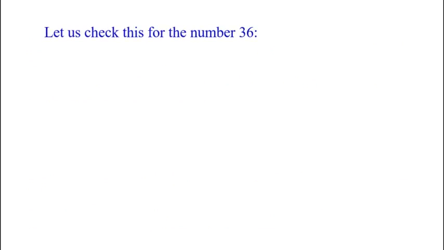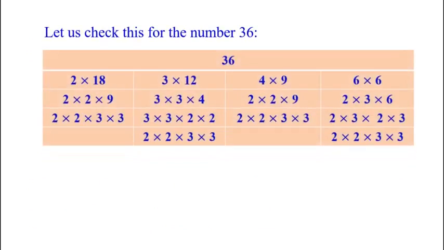Let us check this for the number 36. So, 36 can be written as 2 into 18, that is equal to 2 into 2 into 9, or that is equal to 2 into 2 into 3 into 3, or 36 can be written as 3 into 12, that is equal to 3 into 3 into 4, or that is equal to 3 into 3 into 2 into 2, or this can be written as 2 into 2 into 3 into 3, and 36 can be written as 4 into 9, that is equal to 2 into 2 into 9, or this is equal to 2 into 2 into 3 into 3, or 36 can be written as 6 into 6, that is equal to 2 into 3 into 6, or 2 into 3 into 2 into 3, or finally 36 is equal to 2 into 2 into 3 into 3.